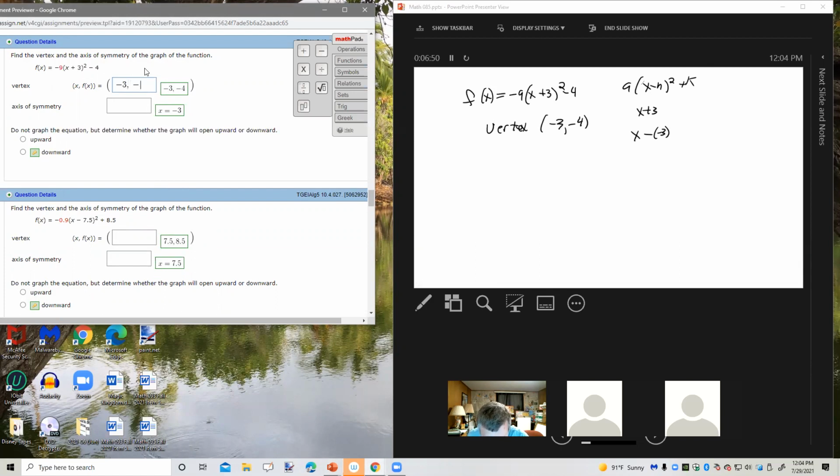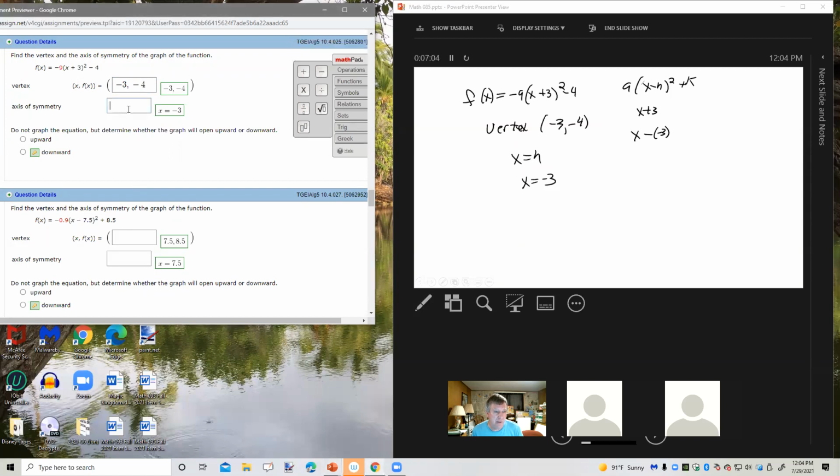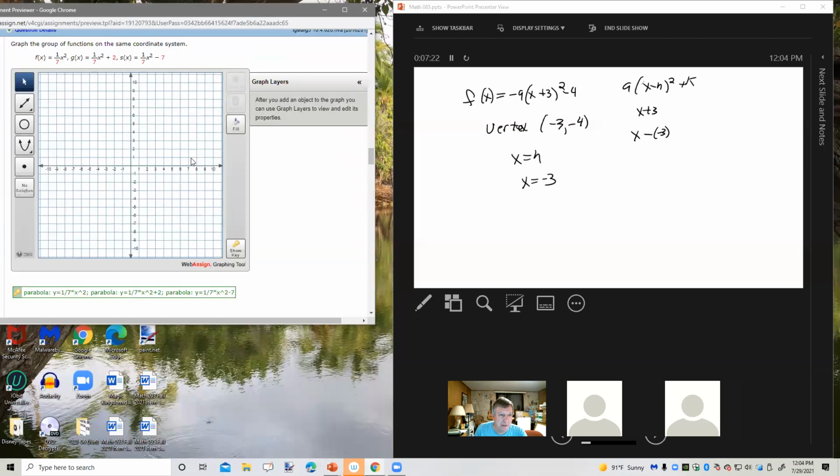Okay, so the vertex is at -3, -4, and the axis of symmetry is at x equals -3. And again, you can't just put a -3, you've got to write x equals -3. Okay, so that's dealing with the vertex and the axis of symmetry. Oh, this thing opens downward, doesn't it? Because a is negative.